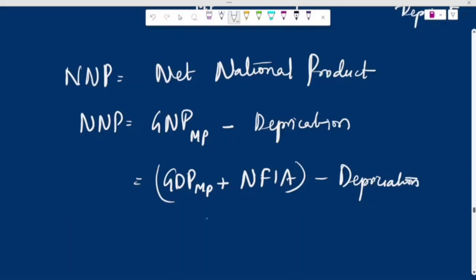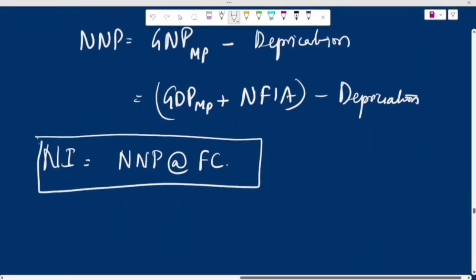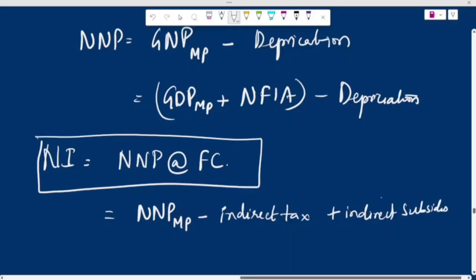This we have seen. Then national income. It can be written as NNP at factor cost. National income can be written as NNP at factor cost. This you should remember. So NNP at market price minus indirect tax plus indirect subsidies can be written as national income. Fine. So tomorrow we'll be revising all these things, and I'll be back with new content.